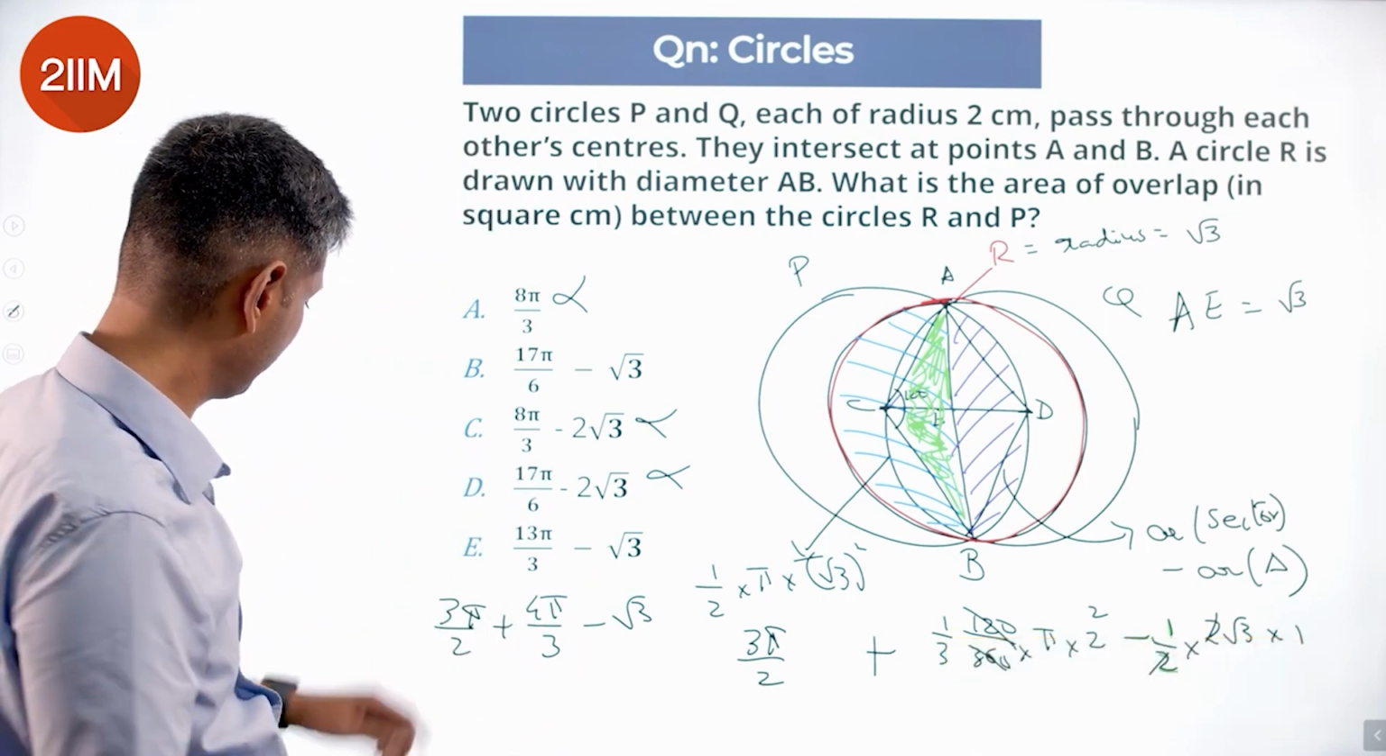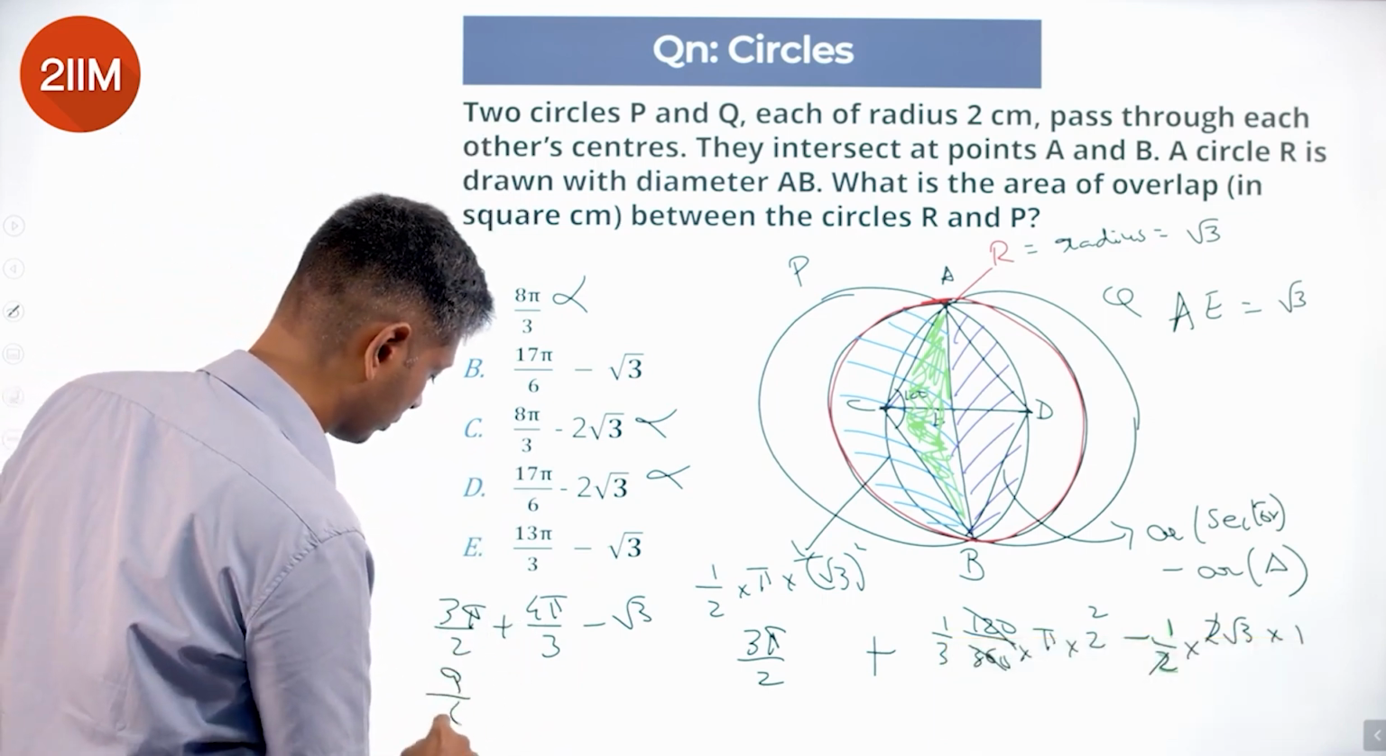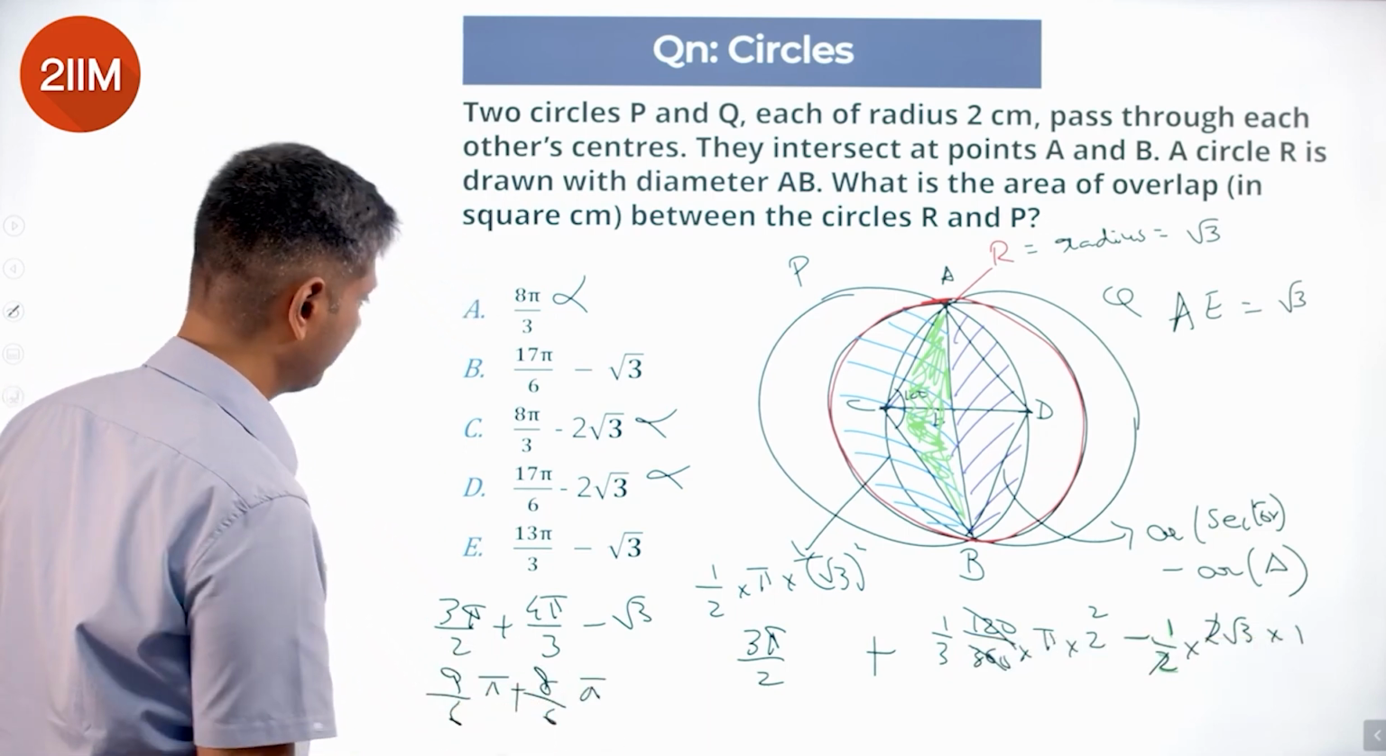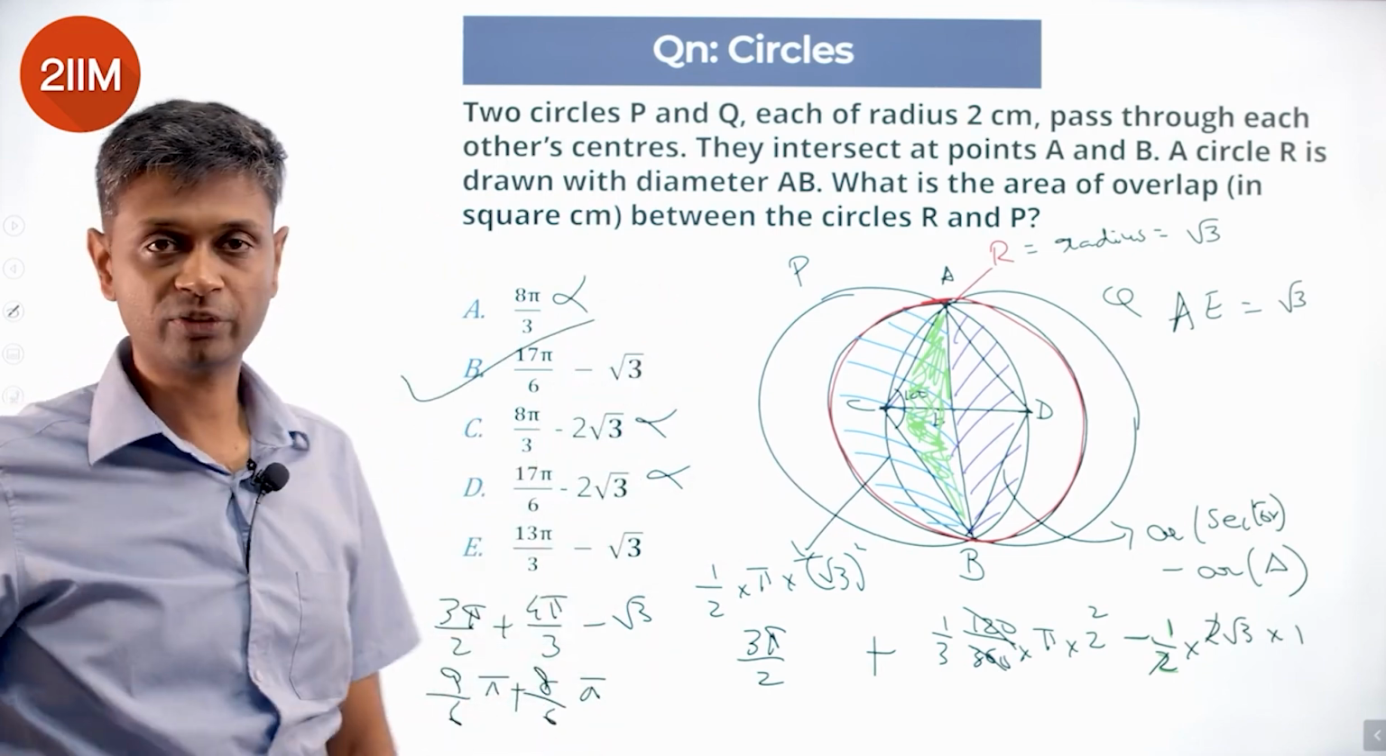Denominator is 6. This is 9 by 6. This is 8 by 6. So 17 pi by 6 minus root 3. That's the answer you're looking for.